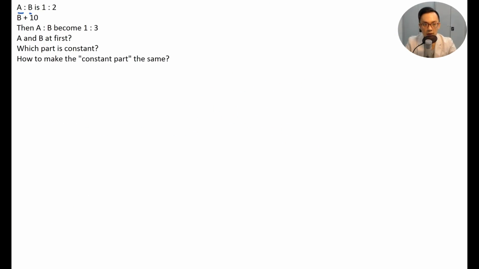A is to B is 1 is to 2. B increases by 10. Then A is to B becomes 1 is to 3. What are A and B at first? Which part is constant, and how do we make the constant part the same? All right, so this is your thinking point. Which part is constant, which means which part didn't change. And since B increased by 10, therefore A is constant and A did not change.